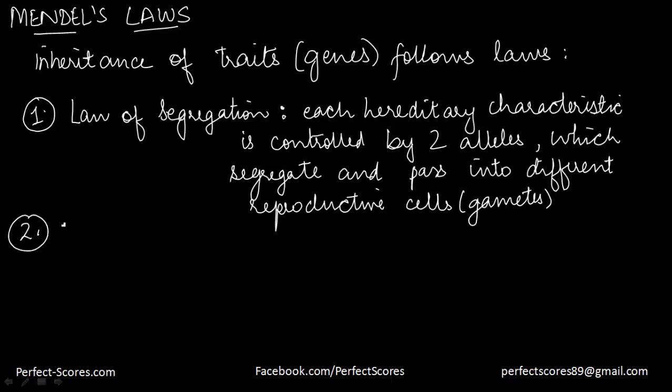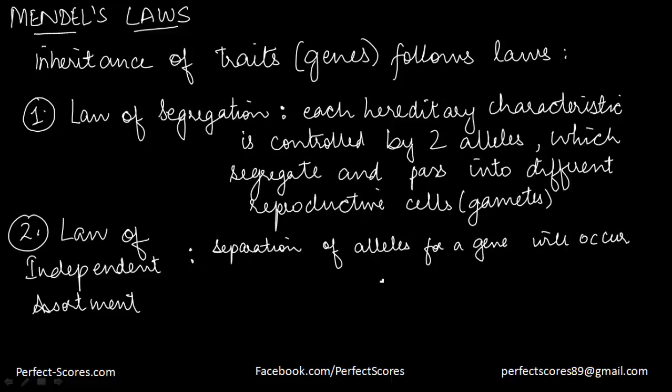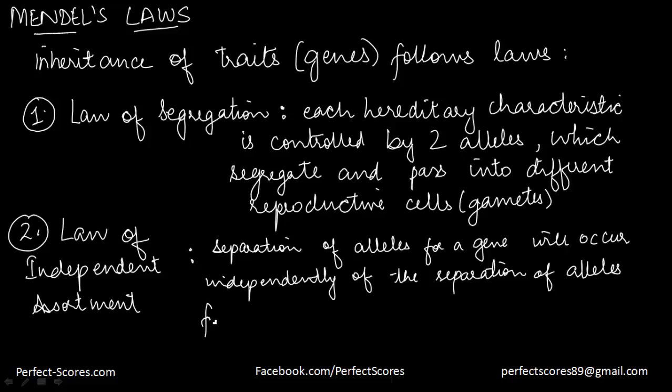The second law that he gave was the law of independent assortment. And there are a few exceptions as well, but we will be studying later what these exceptions are. So basically this law says that the separation of alleles for a particular gene will occur independently of the separation of alleles for any other gene. So that is what the law of independent assortment says, that the separation of alleles for one gene is independent of separation of alleles for the other gene.